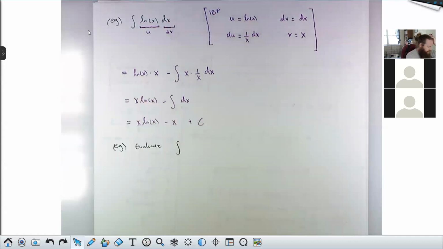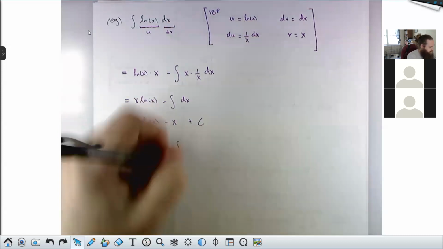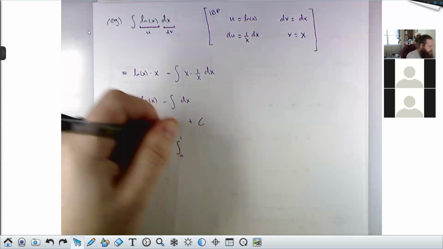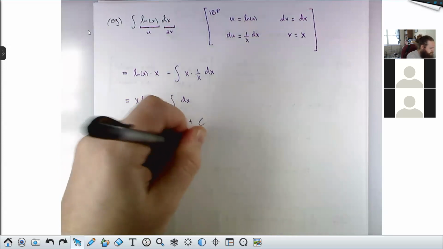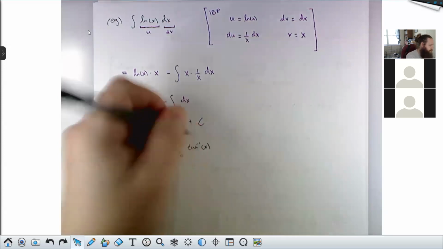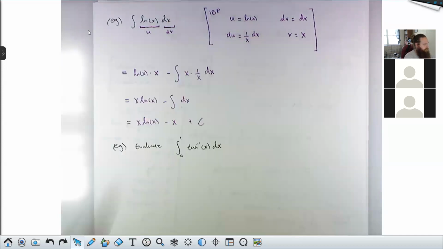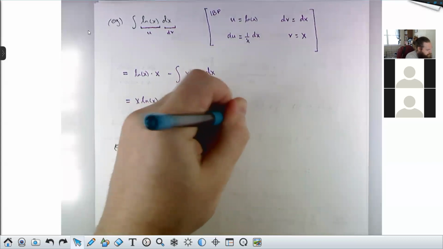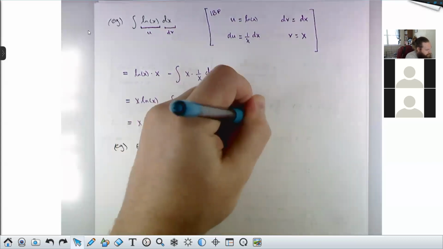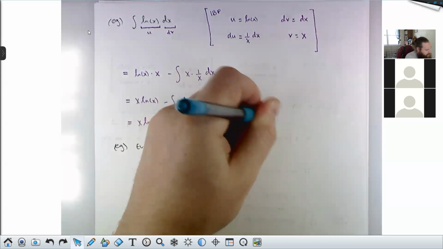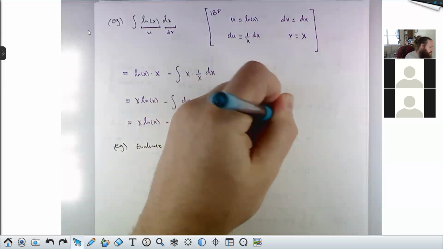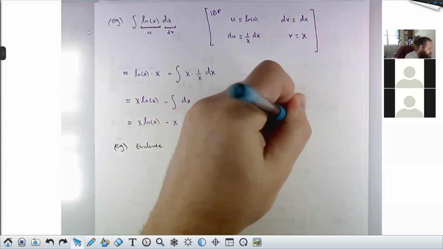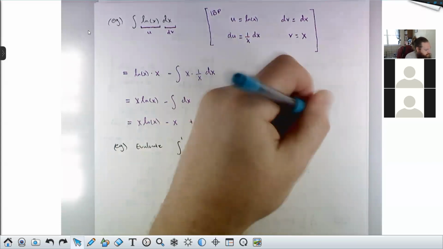Let's evaluate the integral from, say, 0 to 1 of, here's another basic function that we don't know how to integrate yet. Arctangent, or the inverse tangent function. I'm going to begin with a little note. Remember that the inverse tangent of x has nothing to do with 1 over tangent of x, which is cotangent.